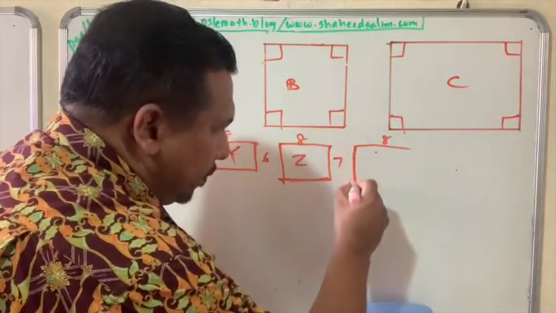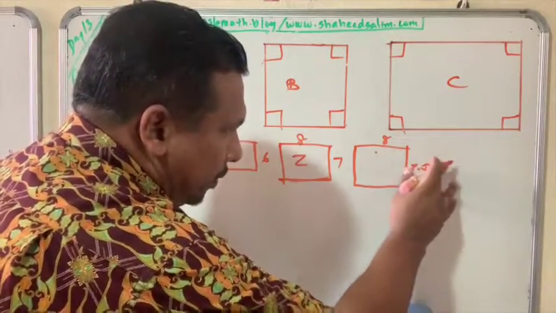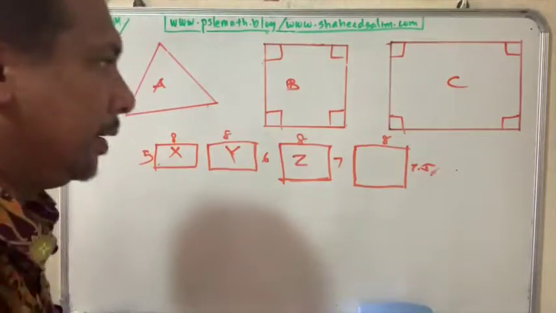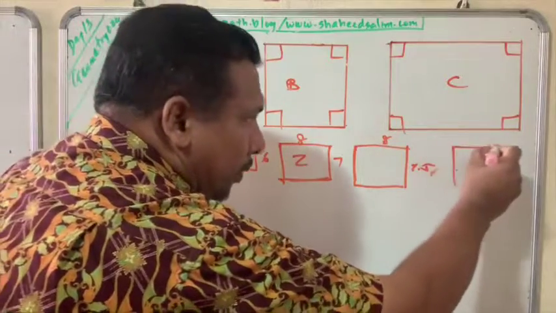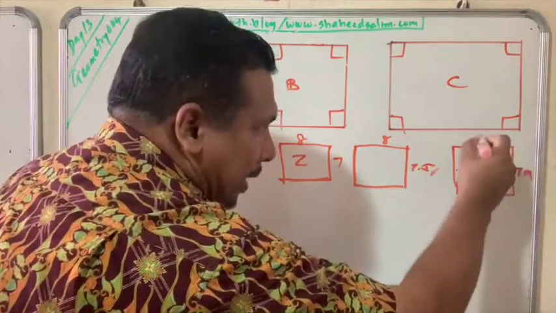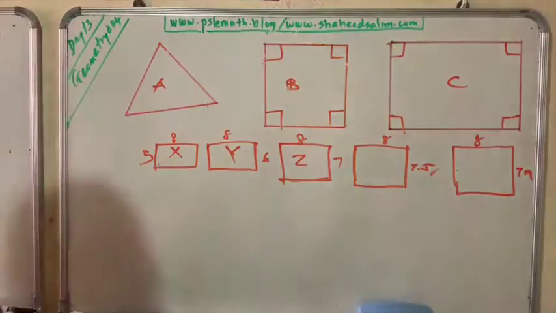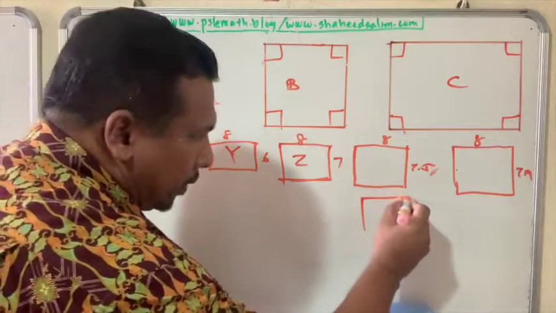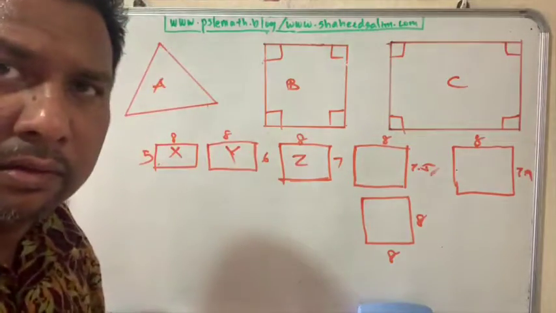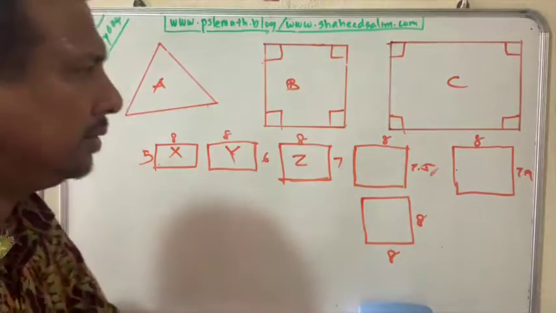8 cm by 7.5 cm. Is this a rectangle? And you will say yes, it is a rectangle. Well, let us try now. 8 cm and 7.9 cm. Is this a rectangle? And you will say yes, it is a rectangle. 8 cm by 8 cm. Is this a rectangle? Question mark. Is it a rectangle?